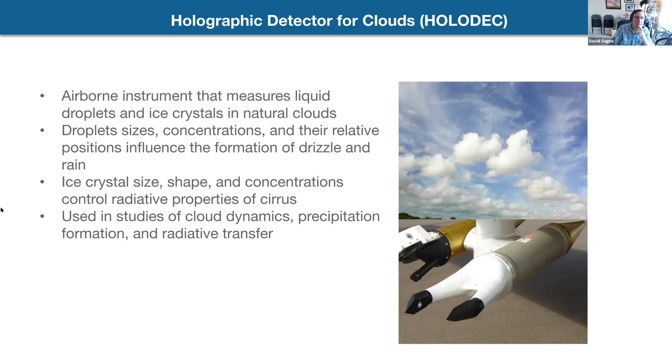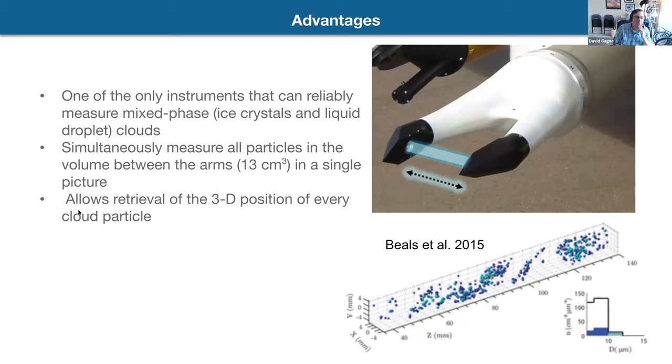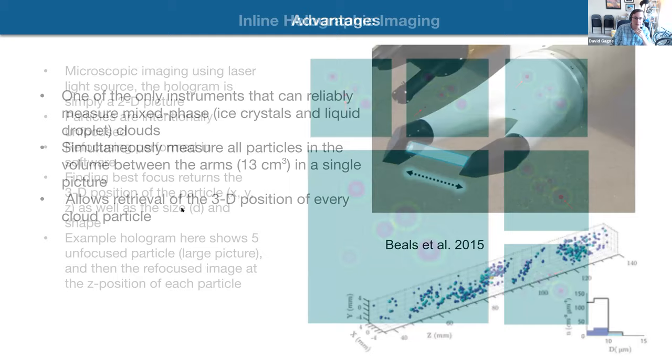So the great thing about this instrument is that it's one of the only instruments that can reliably measure mixed phase, so it can measure both ice and liquid droplet clouds, and simultaneously measure all the particles in the volume between the arms, right here in a single picture, and allows the retrieval of the 3D position of every cloud particle. So what's the trade-off with this? Or how can we do this?